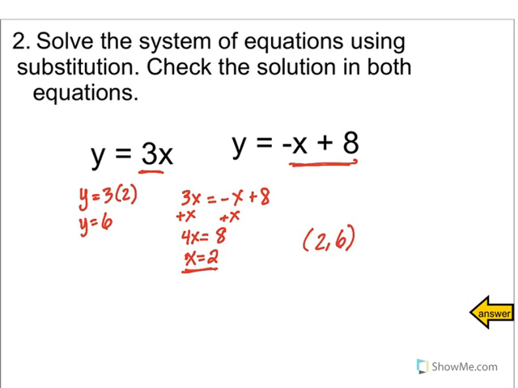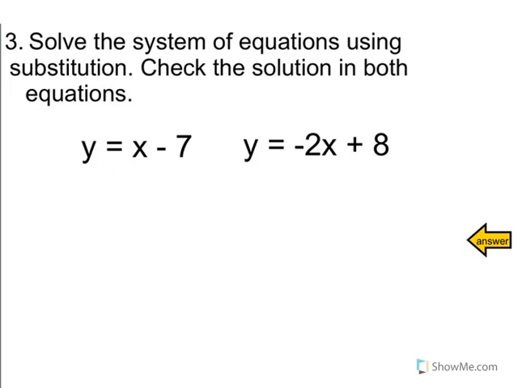I want to check my solution. So remember, 2 goes in for x, 6 goes in for y, and for both, 3 times 2 is 6, so that first equation is correct. Negative 2 plus 8 is also 6, so I know it works in the second equation. So I know both equations work with this given solution, so I know my solution is (2, 6).